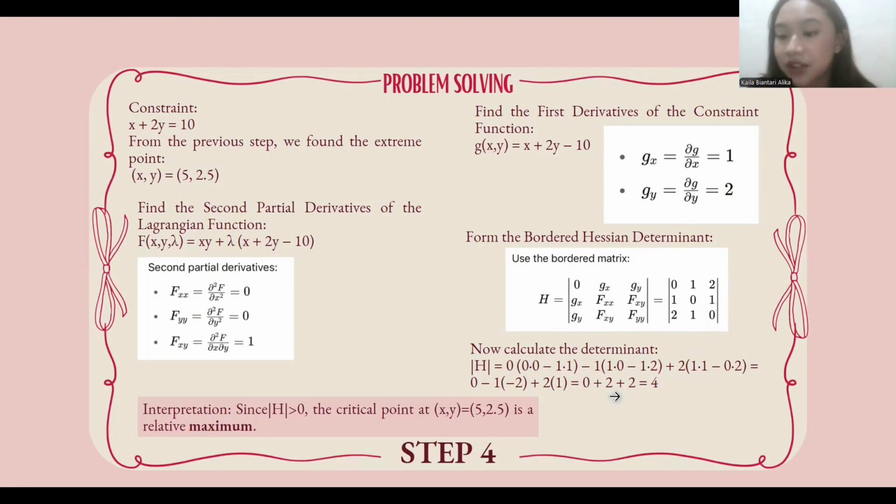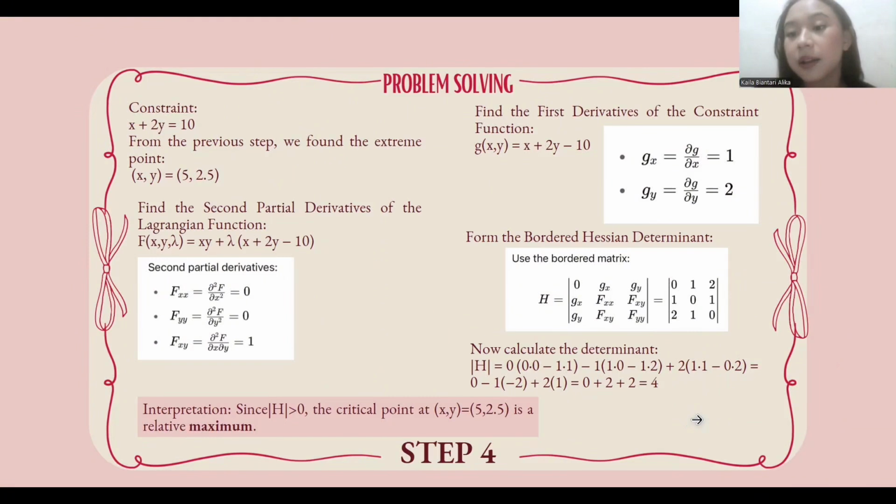Next, we form the matrix using the values above. So this is 0, gx, gy, gx, fxx, fxy, gy, fxy, fyy. Here fxx is 0, gy is 2, fxy is 1, gy is 2, fxy is 1, and the last one, fyy, is 0.